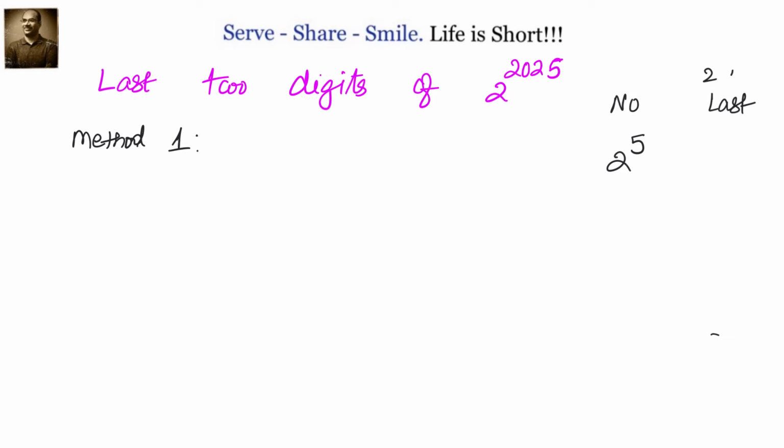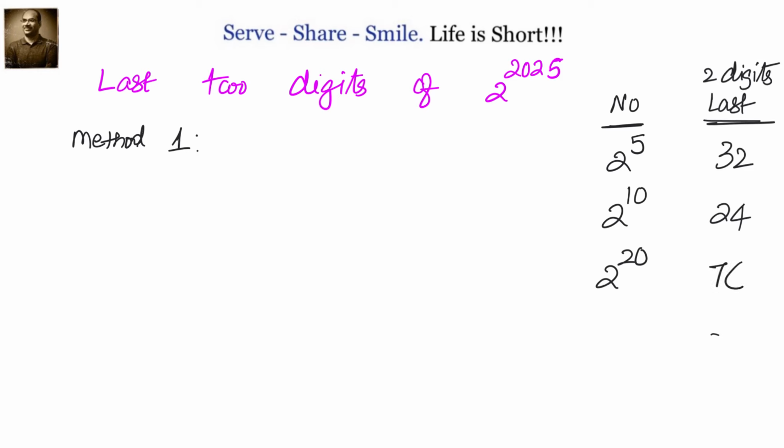So 2 power 5 is 32, so the last two digits will be 32. 2 power 10: when you multiply 32 with 32, the last two digits will be 24. Then for 2 power 20, the last two digits will be 24 into 24, 576. That means the last two digits are 76. Again for 2 power 40, 76 into 76 ends with 76 only. 2 power 80 is also 76. So however many times you square it, you get 76 only.